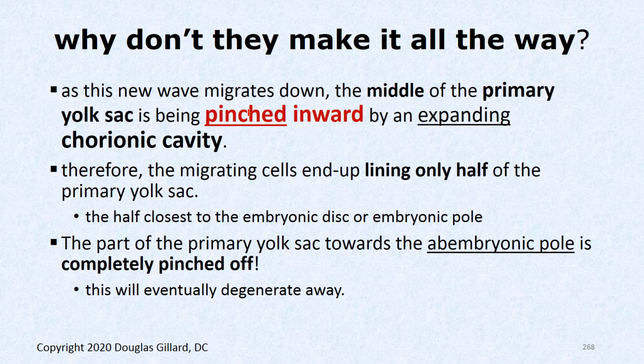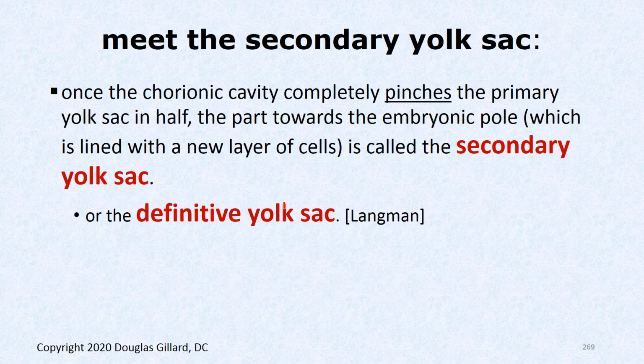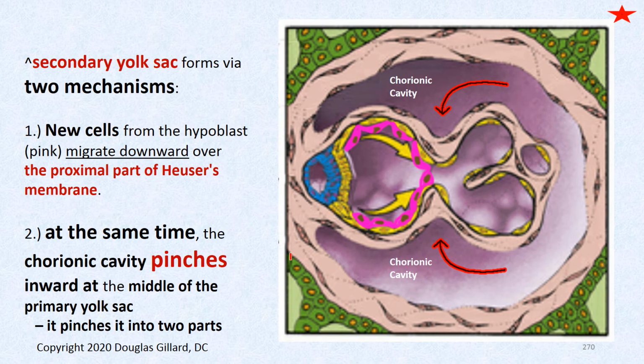Why don't they make it all the way? Because the primary yolk sac is being pinched by the expanding chorionic cavity. So the cells only end up lining half of a new cavity. And we're going to call that the secondary yolk sac, because the primary yolk sac is basically cut in half by this expanding chorionic cavity. Okay. Meet the secondary yolk sac. Once the chorionic cavity completely pinches off everything I just said, we have a new yolk sac. It was the old primary, but let's give it a new name, the secondary yolk sac. Langman again goes out and calls it something weird, definitive yolk sac. He uses that throughout the book, so watch out for that one. The other authors just call it secondary yolk sac.